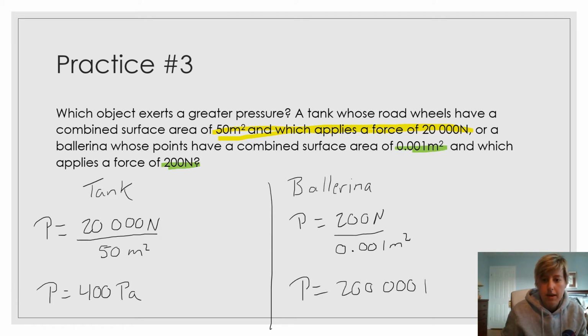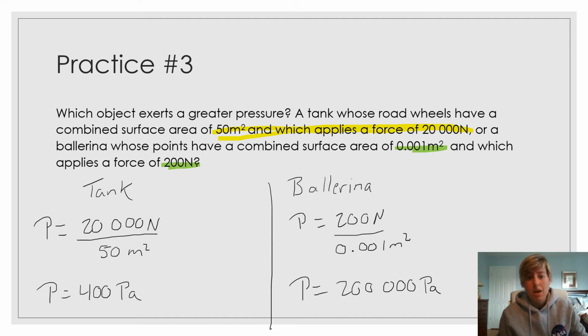200,000 pascals. This is why one of the common injuries that ballerinas have is breaking their toes, because they have an exorbitant amount of pressure that is being applied to their toes, so their phalanges. So that's why it's a very, very common injury when it comes to ballerinas.